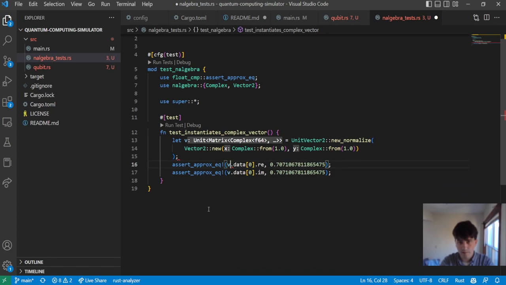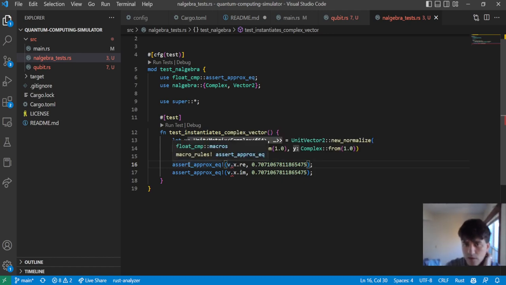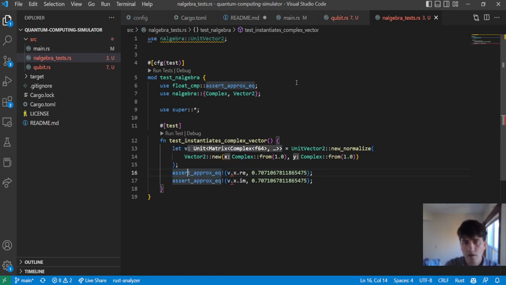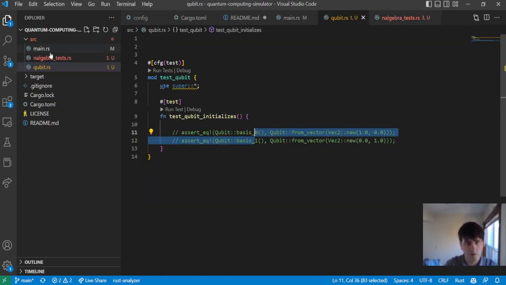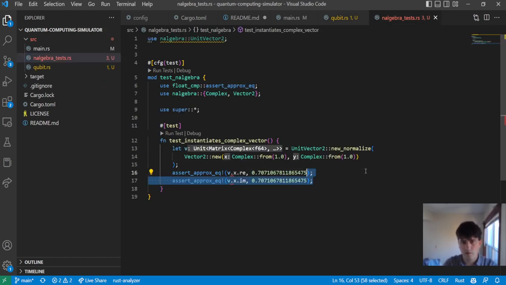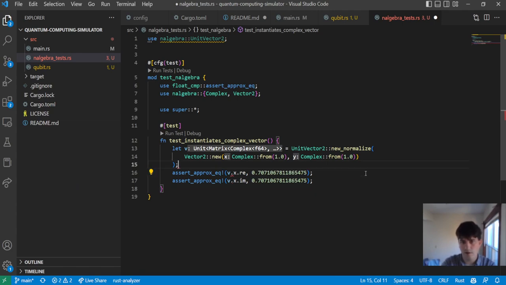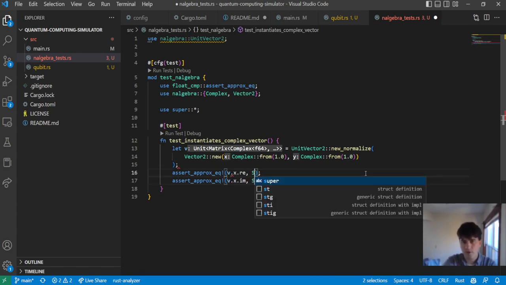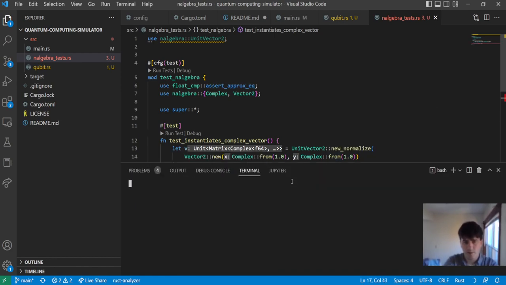Dot X should work. No rules expected that token. Is something wrong with this assert prox equal? Two, that's cool. Square root of 2. But it doesn't want to do this because we're inside this assertion. What happens if I cargo build?